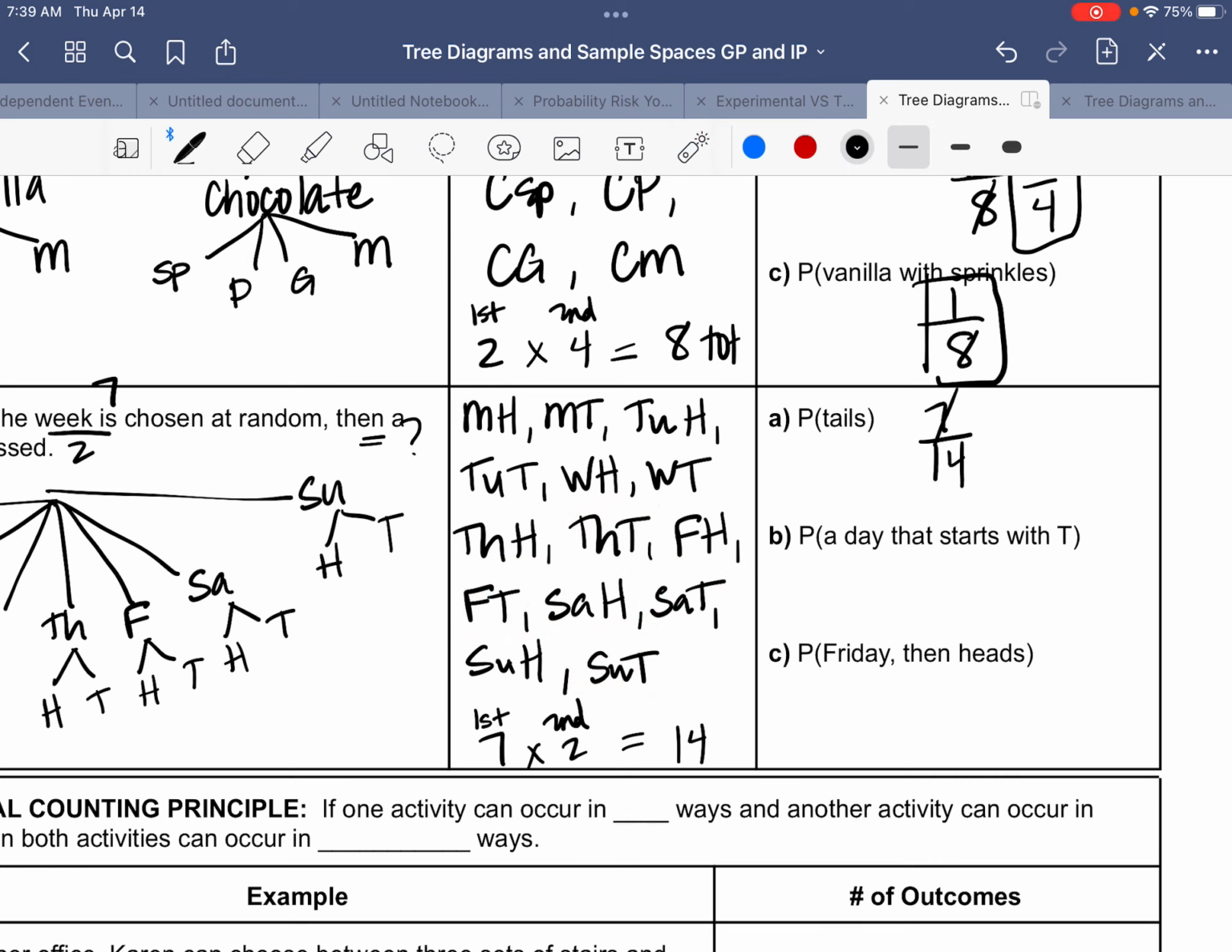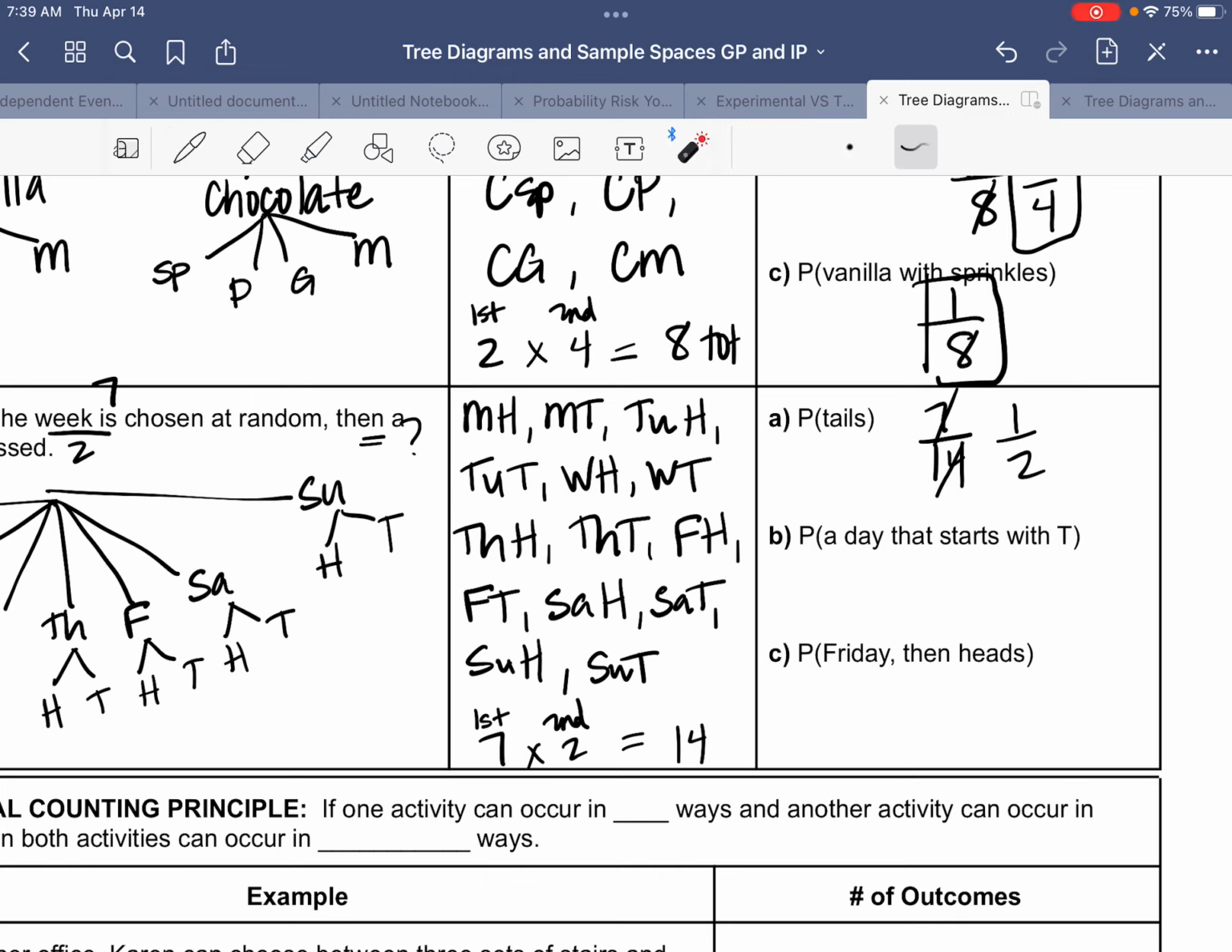B, a day that starts with T. So I would go through and circle all of the days that start with T. So I've got a Tuesday, a Thursday, so that would be 4 outcomes out of 14. That simplifies as well. I can divide them both by 2 to get 2/7.